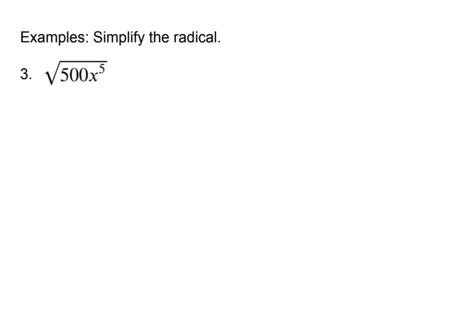So we're going to use another rule of exponents: if you have the square root of AB, that's the same as the square root of A times the square root of B. So we're going to use that to simplify this radical. I'm going to rewrite this 500 x to the 5th as a bunch of things being multiplied together, like the a and the b in the rule.